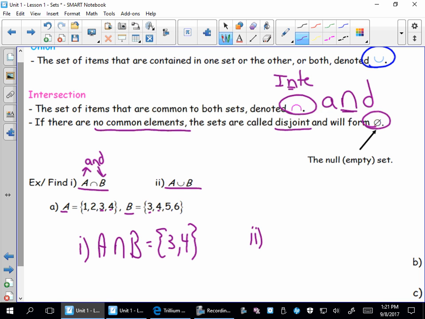Now the union, on the other hand, means A, and the way I like to think of union is the word or. It could be in one, or the other, or both. So what's in A or B? Well, the number 1 shows up there, and 2, and 3, and 4, and 5, and 6. In other words, the union, the or, is a list of all of the items that show up in either A or B.